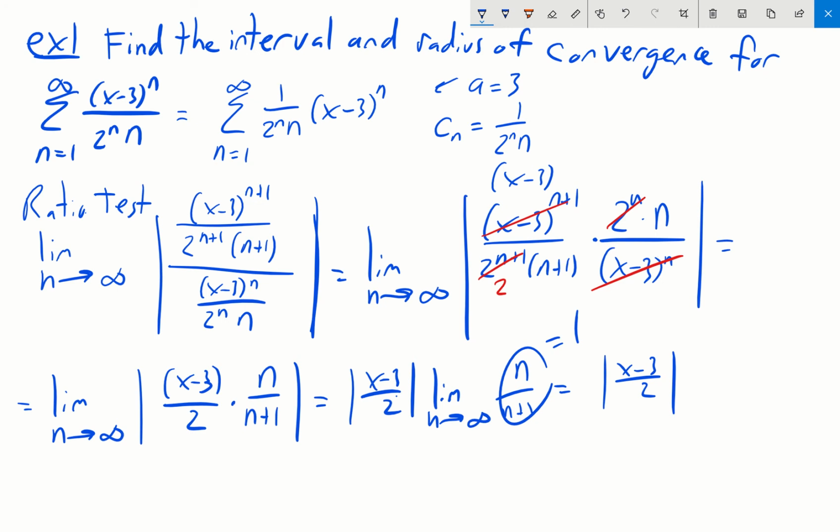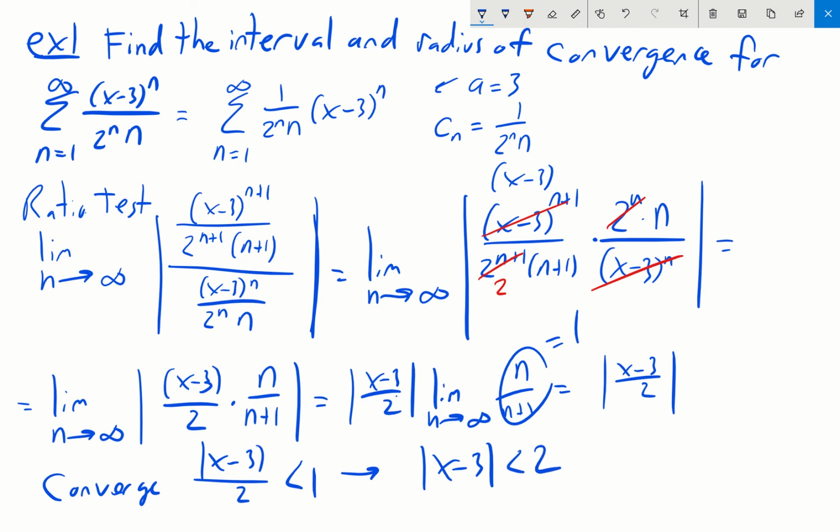We know that this thing will converge absolutely when the absolute value of x minus 3, first of all, we can take the absolute value of the fraction. That's going to be the absolute value of the numerator over the absolute value of the denominator. This needs to be less than 1, which implies that the absolute value of x minus 3 needs to be less than 2.